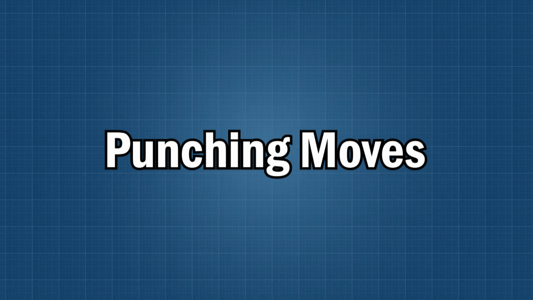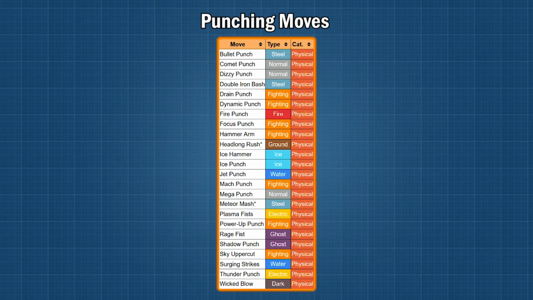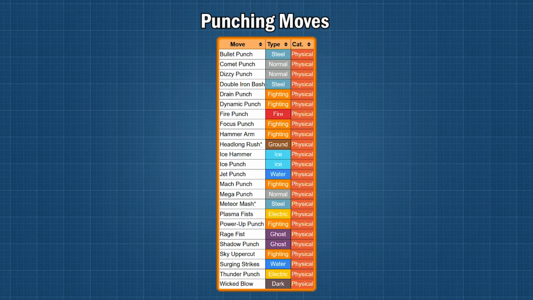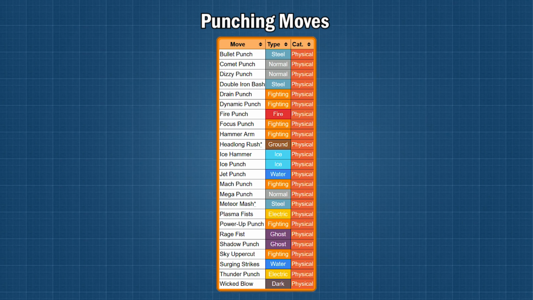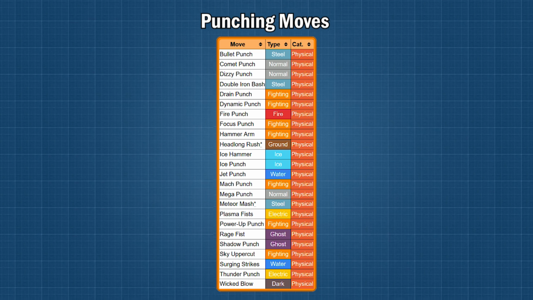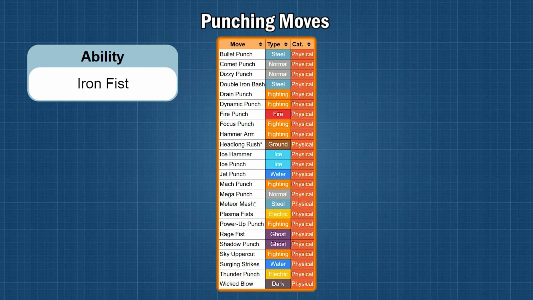Next is punching moves. These are all physical attacking moves that are generally described to either explicitly be a punch or be some other kind of attack using one's fists. Punching moves interact with the ability Iron Fist and the held item Punching Glove.